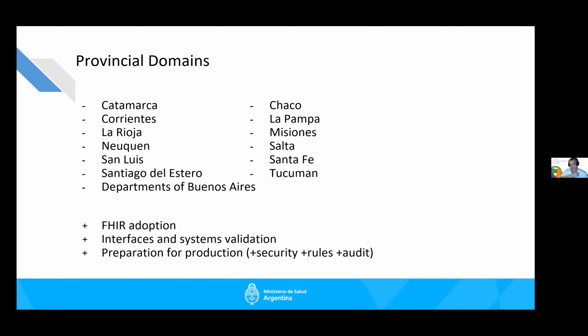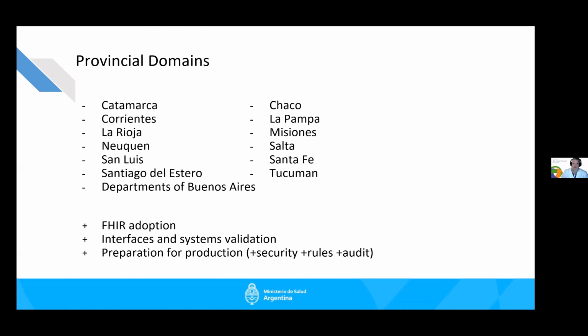These are the provinces that have provincial domains, except the last one, which says Department of Buenos Aires. Buenos Aires is the biggest province in Argentina and has a lot of departments, so there is not just one domain; I think there are 45 domains inside Buenos Aires that behave as provincial domains because they are very big. We promote FHIR adoption for these different province and department domains, and we have education and collaboration activities with the technical leads of every province and department.